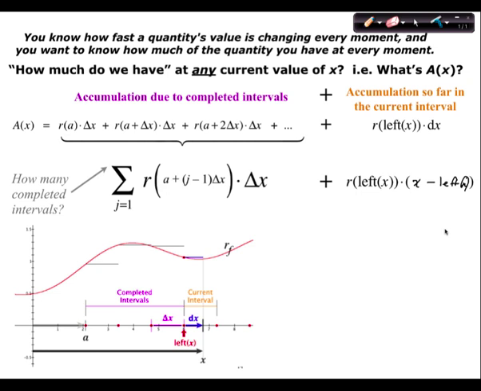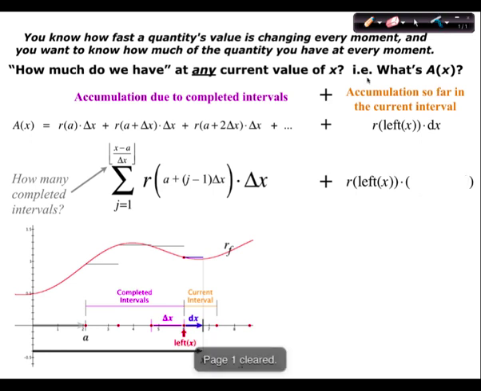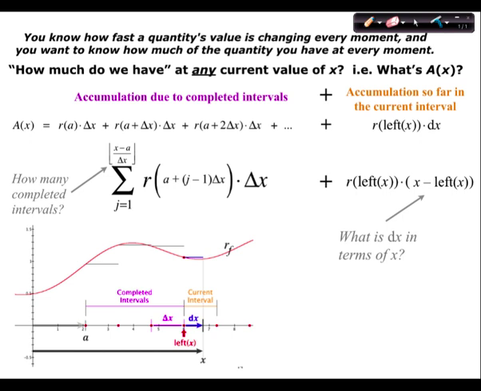What's the floor of x minus a divided by delta x? Remember, we floor it. So the number of completed intervals was x minus a divided by delta x, and then take the decimal off. What is dx in terms of x? We said x minus left x. So we got it. We have it in one line now.